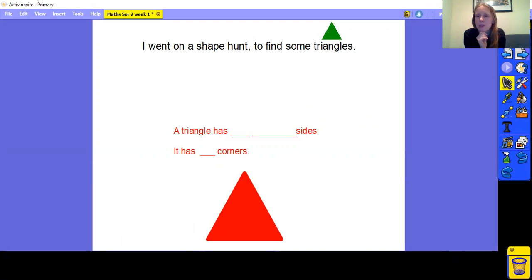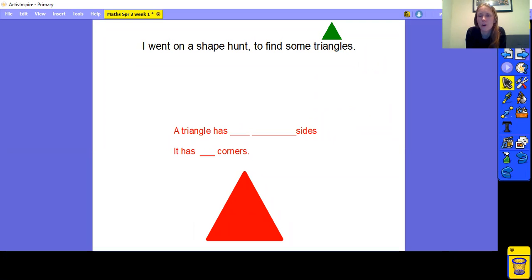Before I show you the things that I found, let's just remind ourselves of the properties that a triangle has. I want you to have a look at the red shape at the bottom and try and find out what the words are that are missing from the red sentence. Pause the video while you talk to your grown-up about that. Okay, now let's have a look at it together.